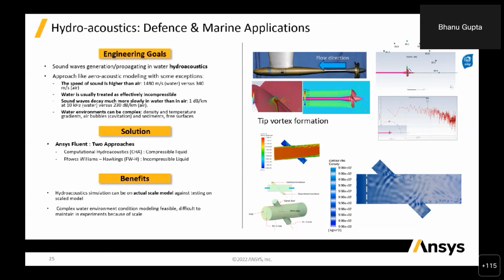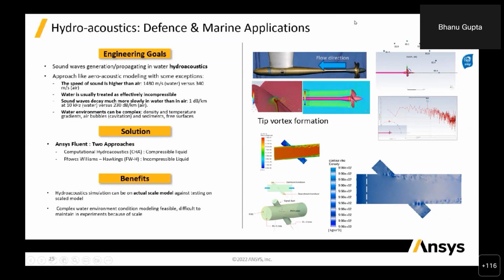Now, when we say complex, there is the gradient of the temperature and the gradient of the density with the height, and also there are some sediments, free surfaces, and cavitation involved. So that increases the complexity of the environment which needs to be modeled.